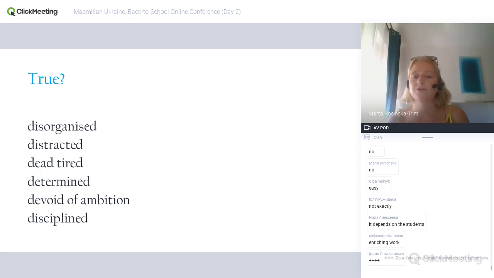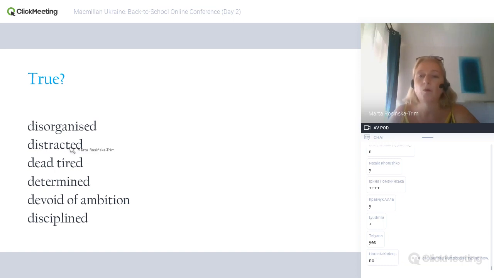You can clap your hands if you think so. Are your students distracted? Are your students often dead tired? Are your students determined? Are your students devoid of ambition? And are your students disciplined? Okay, etc. So it's a nice sort of kinetic type of exercise to, again, activate certain vocabulary, which, as you can see, is also word formation based.